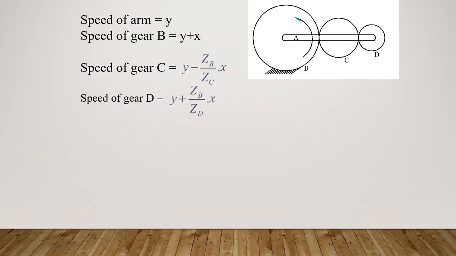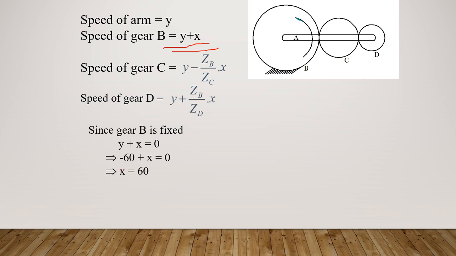So these are the speeds, as already said. So first I need to solve this. Y is nothing but the speed of the arm, that is given in the problem. Substitute that. Okay, and B is said to be constant. So if they say constant, this expression has to be equated to 0. Y plus X is 0. Arm speed is given as 60 counterclockwise, so minus 60. Solve that, we'll get the value for X.